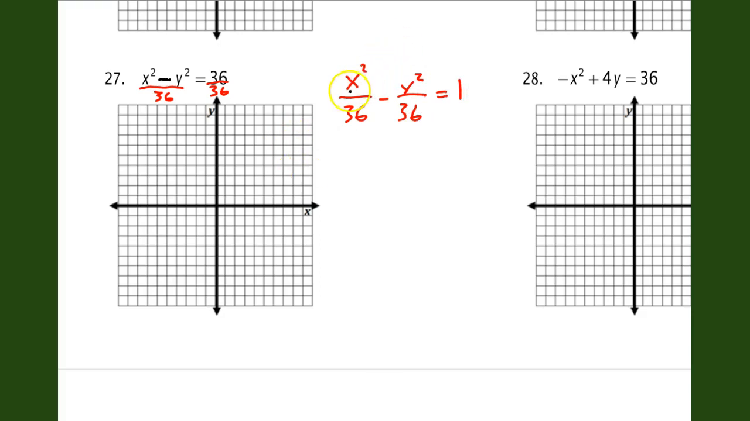Now since the x squared is the positive, it's good to know this ahead of time: we know it's going to open left and right. That's very important to know before we start. If the y was first and it was y squared minus x squared, then it would be opening up and down. So we're going to start at 0, 0, and it's going to be going 6 in every direction. So we'll be going 6 this direction, 6 this direction, up and down.